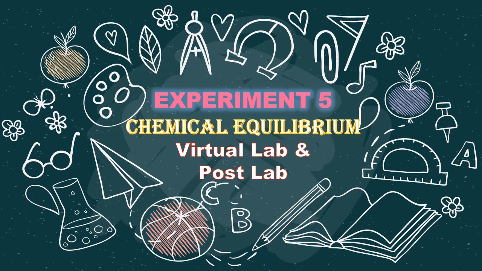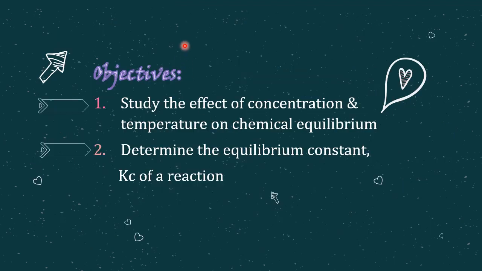Hi all, this video is about Experiment 5, Chemical Equilibrium, Virtual Lab and Post-Lab. The objective of this experiment is to study the effect of concentration and temperature on chemical equilibrium, to determine the equilibrium constant Kc of a reaction.